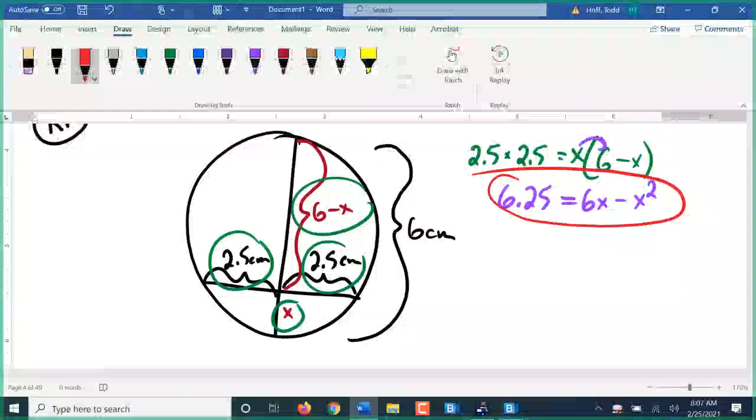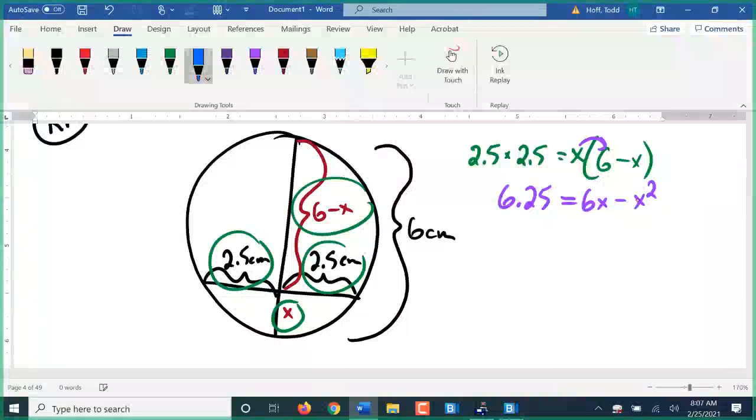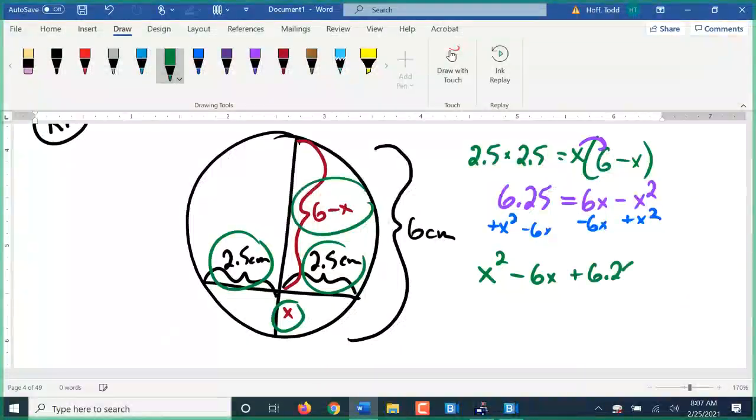If I want to solve that, I need to rearrange it so that everything is on one side and the other side equals 0, but I want to do it so that the X squared is positive. That's negative right now, so I'm going to move everything over to the other side. I'm going to add X squared to both sides, and subtract 6X from both sides. So now on the left side we have X squared minus 6X plus 6.25 equals 0.